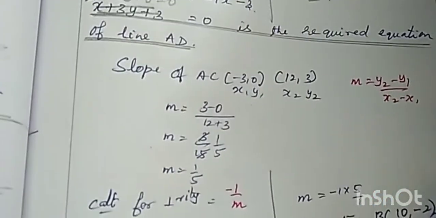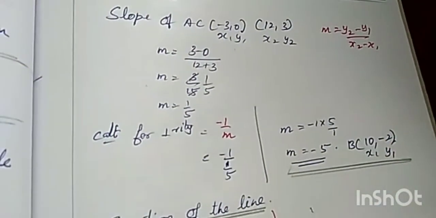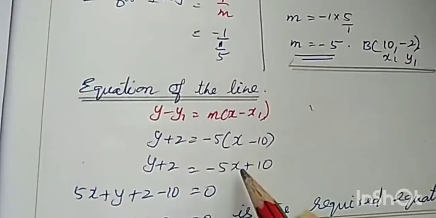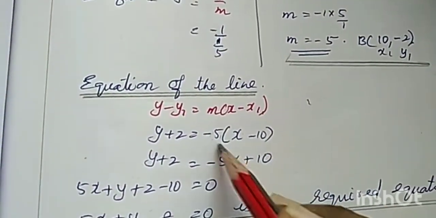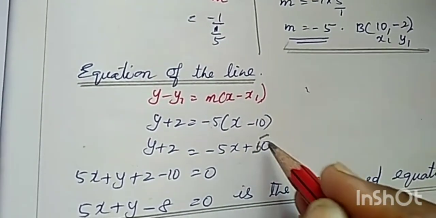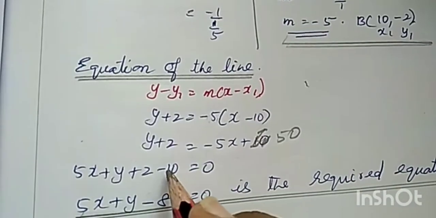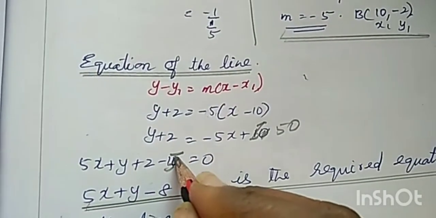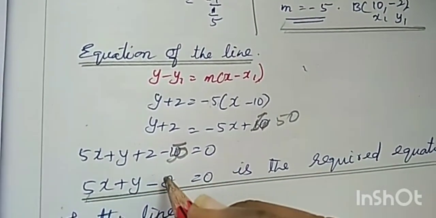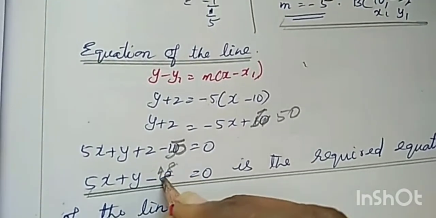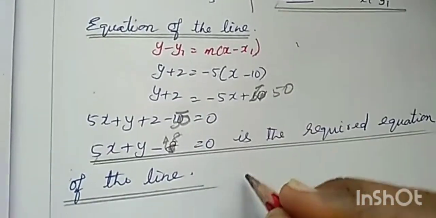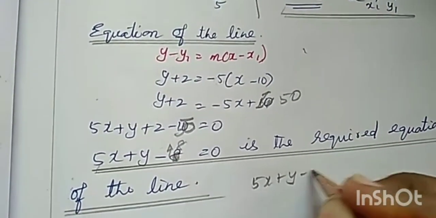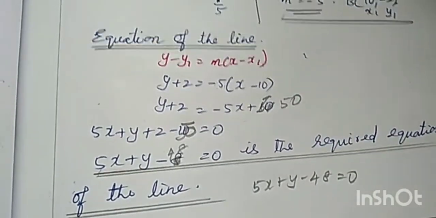And for the second part of the sum, that is the altitude from B to E, we have to find the equation of BE. Here the mistake I made is 5 into x, 5x, minus into minus is plus, 5 tens are 50. Okay children, 5 tens are 50. So plus 50 when it comes to the other side becomes minus 50. So minus 50 plus 2 is minus 48. So what is the answer? 5x plus y minus 48 equals 0 is your final equation.